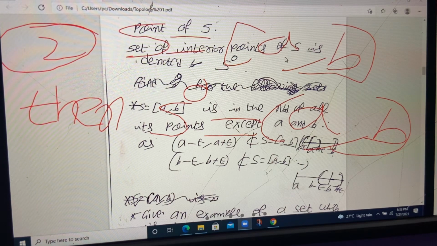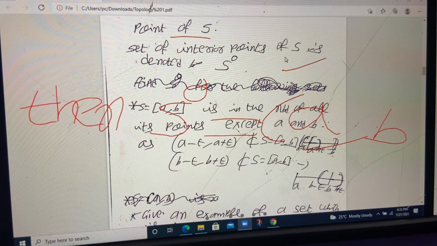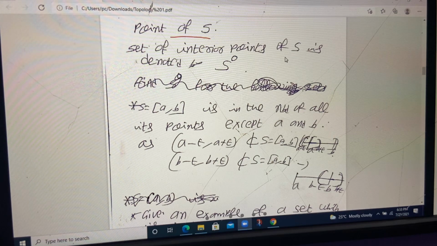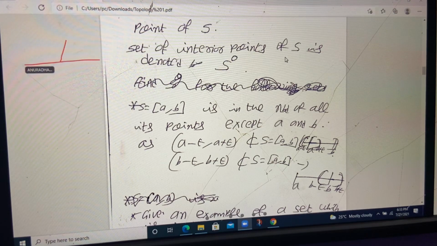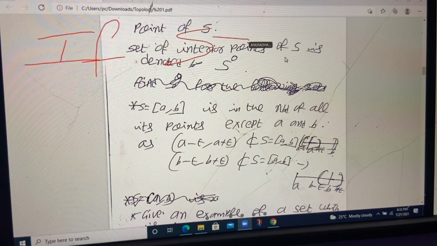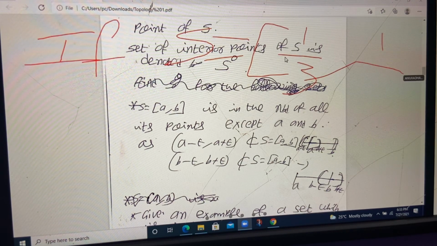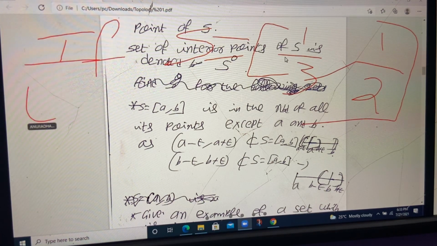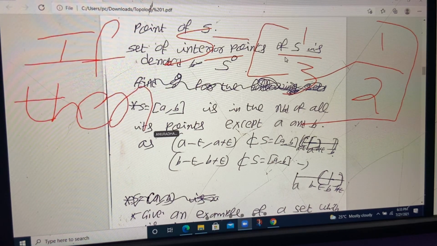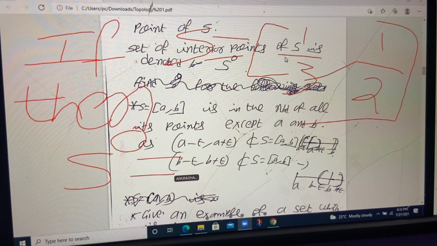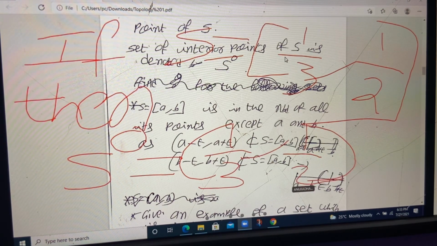Now, for example, if S is equal to [1/3, 1/2], we can have integers, negative numbers, fractions, anything. Then S interior is the open interval (1/3, 1/2). So for a closed interval also, the interior is an open interval. For an open interval also, S interior is an open interval.